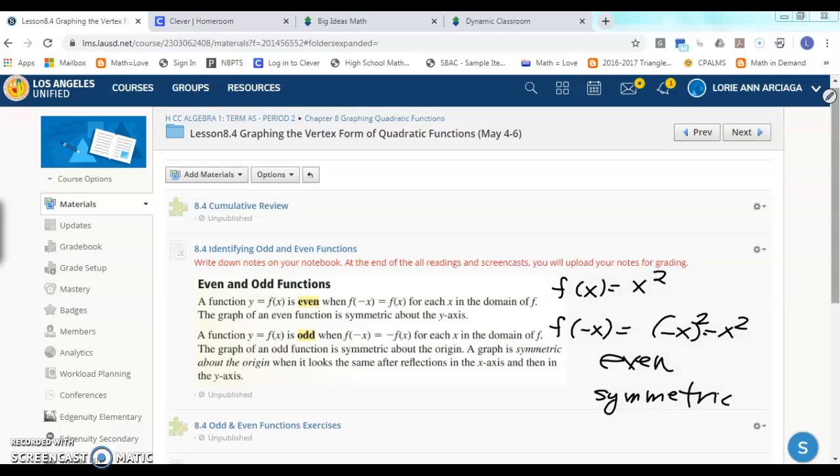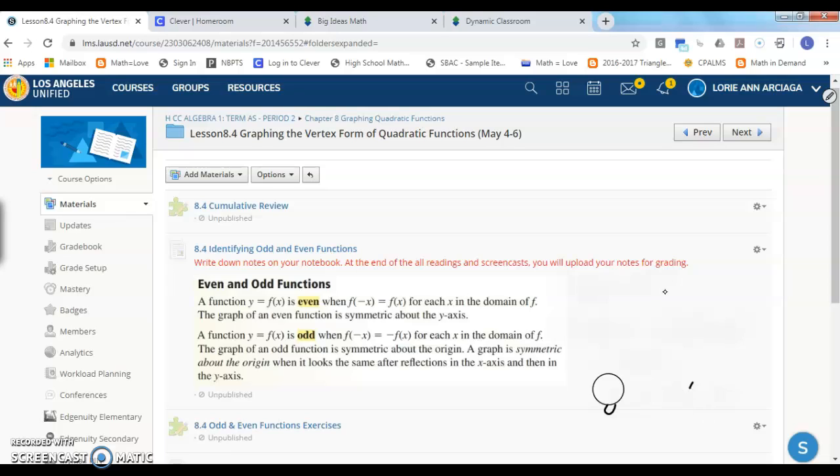However, some functions are odd. So what do we mean by odd? Let's read this one first. A function y equals f of x is odd when f of negative x is equal to negative f of x for each x in the domain. The graph of an odd function is symmetric about the origin. A graph is symmetric about the origin when it looks the same after reflections in the x-axis and in the y-axis. So what does that mean?